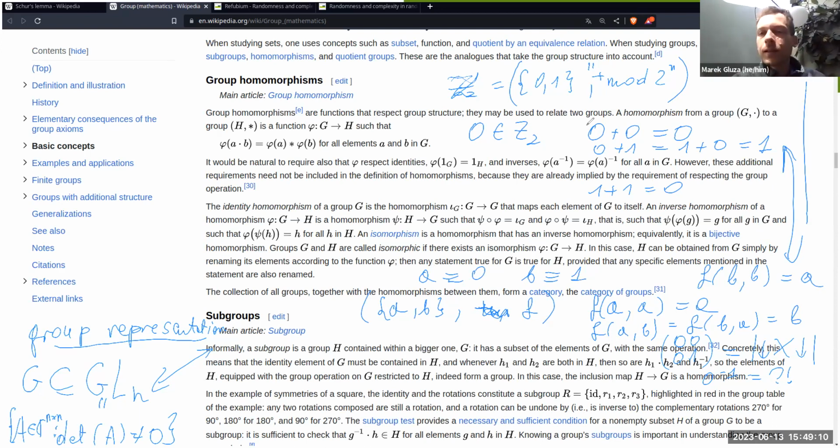So basically, instead of doing the addition here, I have two groups with two different operations, dot and star. First of all, I will do the operation on A, B elements of my group G with the dot, and then apply the mapping to map it from G to H.